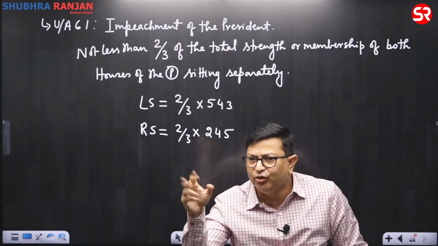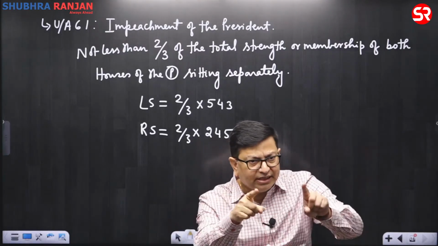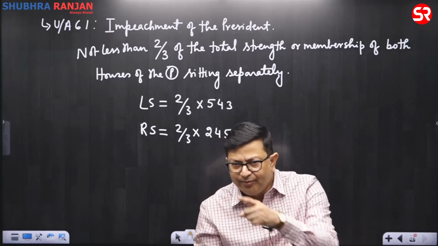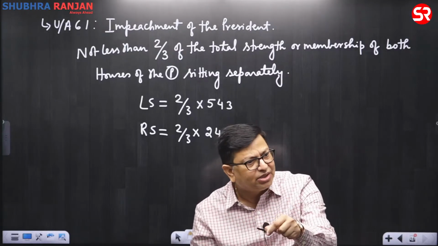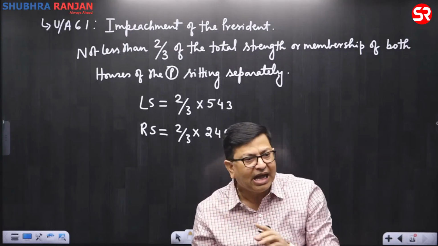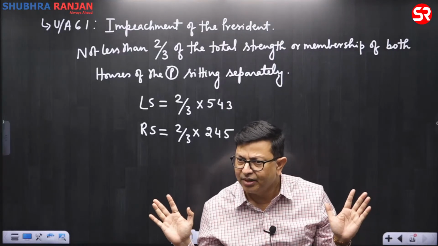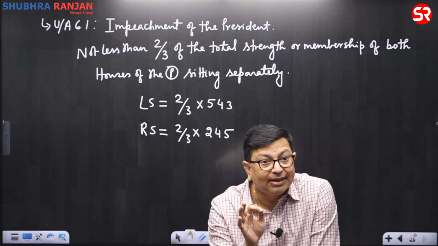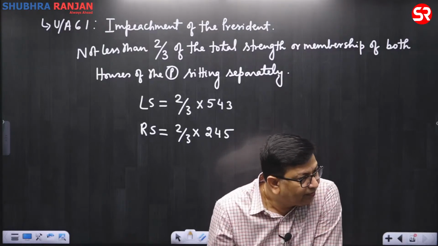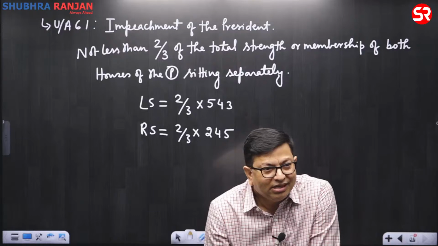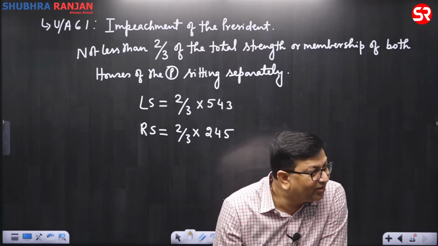No formal removal is there. Suppose there are two houses, and if I am the president, and both the houses pass the resolution by this majority, I will stand impeached. But when we talk about removal, removal is an executive order.